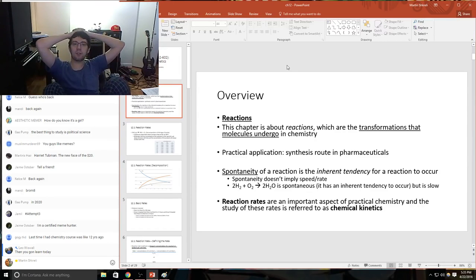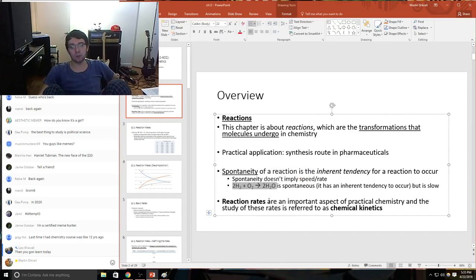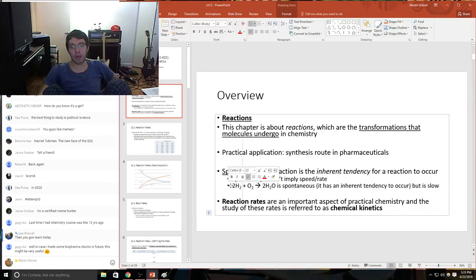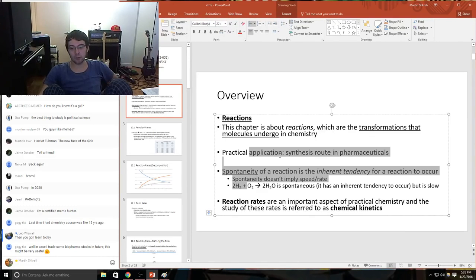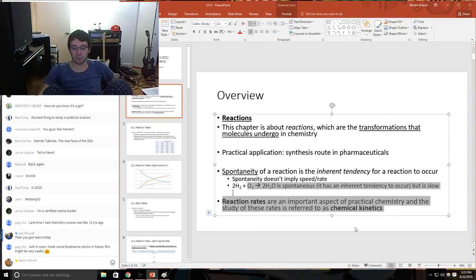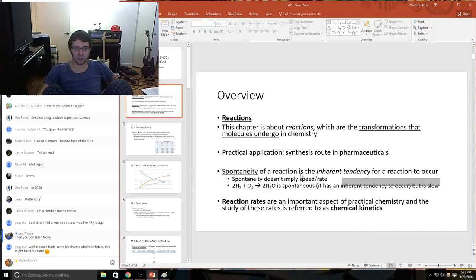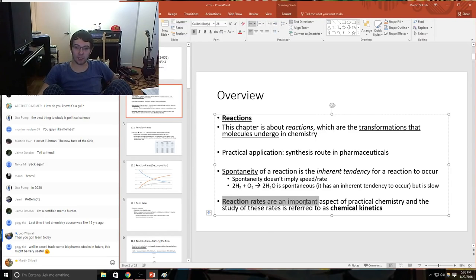One of the things I wanted to get out of the way is spontaneity. Spontaneity is a concept that a reaction has an inherent tendency to occur. It doesn't say anything about the speed of reaction, though. So if you look at this reaction, two diatomic hydrogen gas molecules will react with one diatomic oxygen gas molecule to create two molecules of water. And that's a spontaneous reaction, but it is very slow and it doesn't occur to any appreciable extent. Reaction rates tell us about the speed of reactions like this one. And we're going to study reaction rates throughout this chapter.